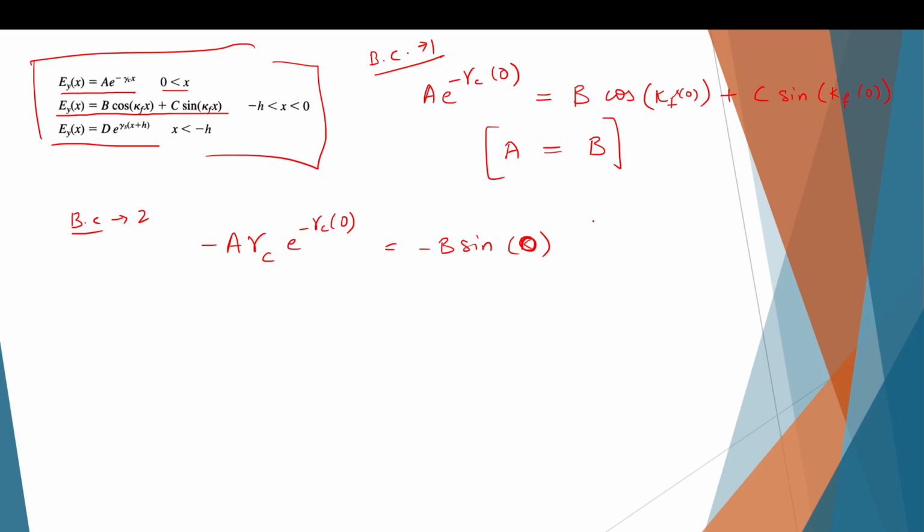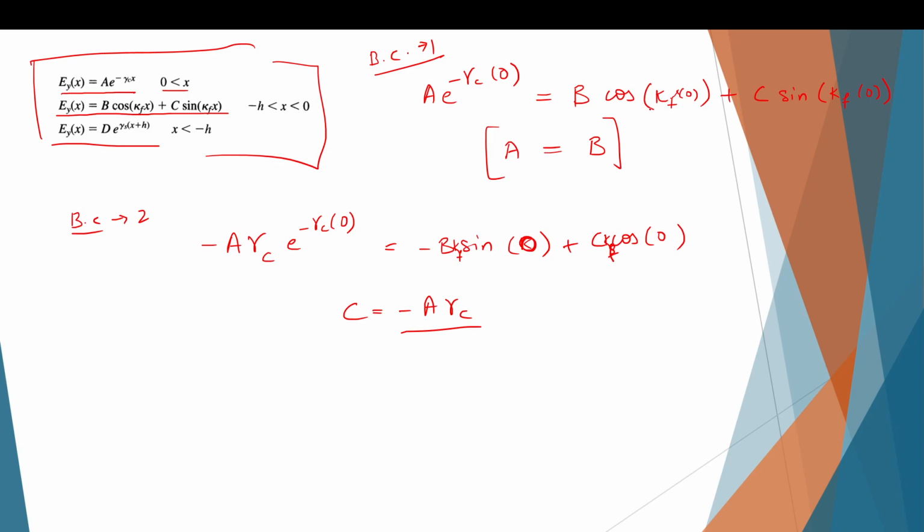0 plus c cos 0. So c equal to minus a gamma c by, so this is again 1. So gamma c by, oh I forgot to write a, there will be a kappa f.